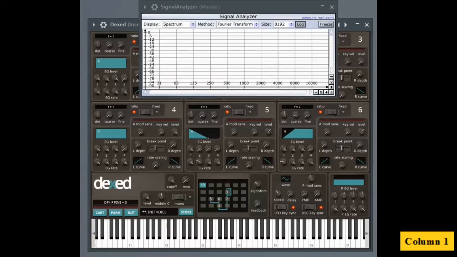What about some old school sci-fi effects? Alright, let's change this carrier's frequency to a fixed 100 Hz, tune one of the modulators to a strange frequency, and here we are.